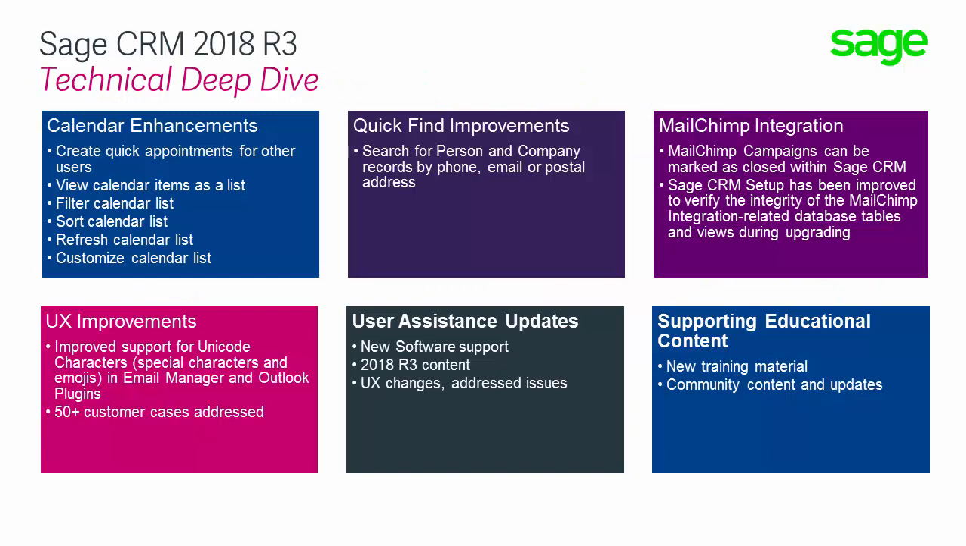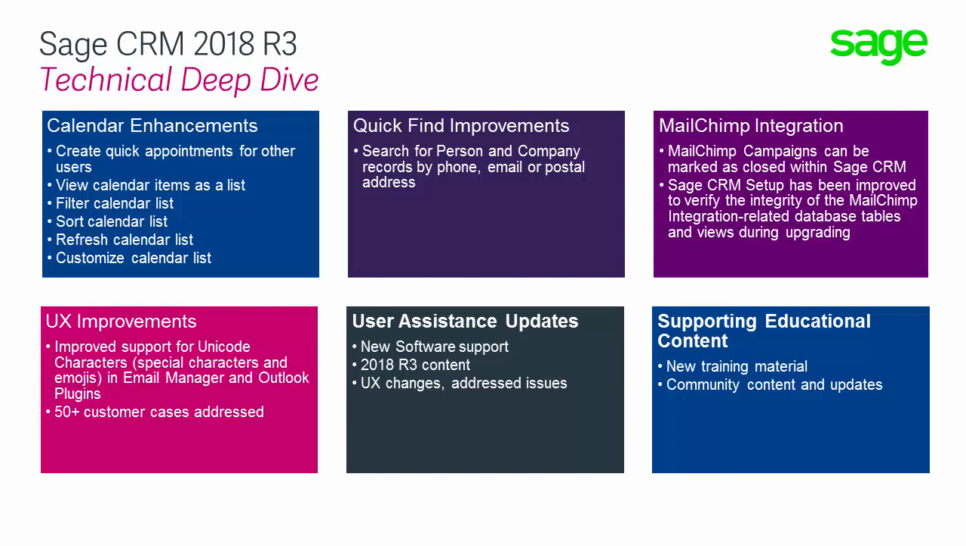Sage CRM 2018 R3 is not as large a release as R2 was. The Sage CRM 2018 R2 release provided a raft of features that addressed the legal requirements for businesses around the introduction of GDPR. In contrast, this release is mainly focused on enhancing the experience of users around existing functions, such as improving the calendar or extending Quick Find.